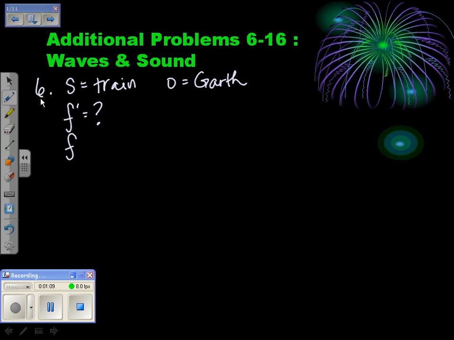Then I have my frequency of my source. That would be the train. The frequency of the train is 800 hertz. All right. Then we have the speed of the observer. That's 0 because Garth is not moving. And we have the speed of the source.